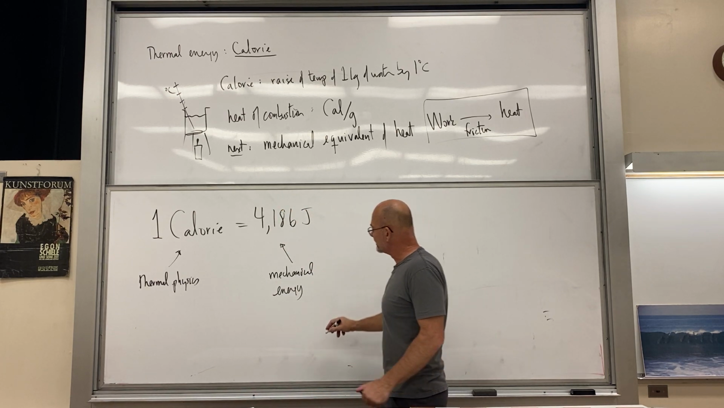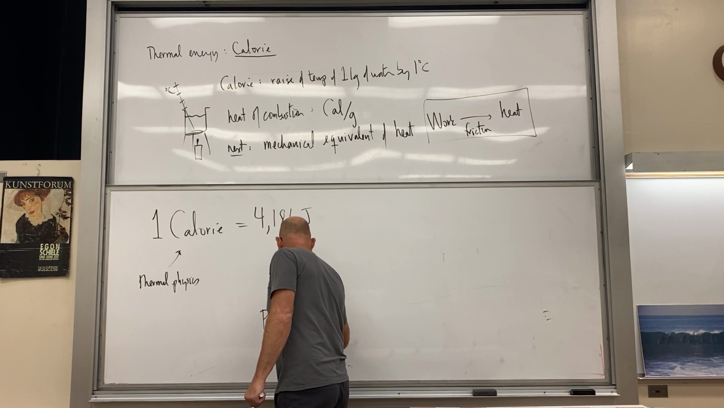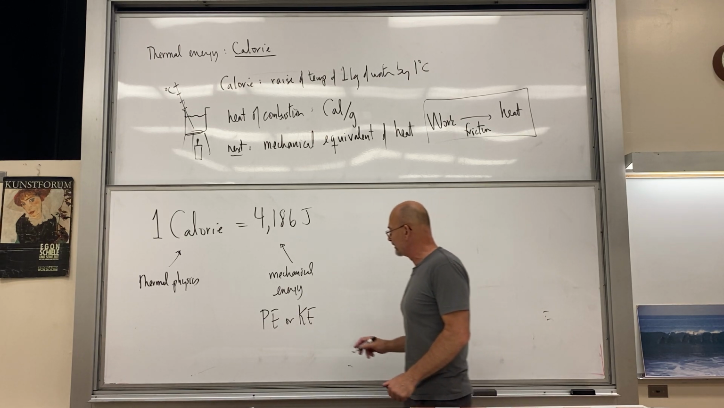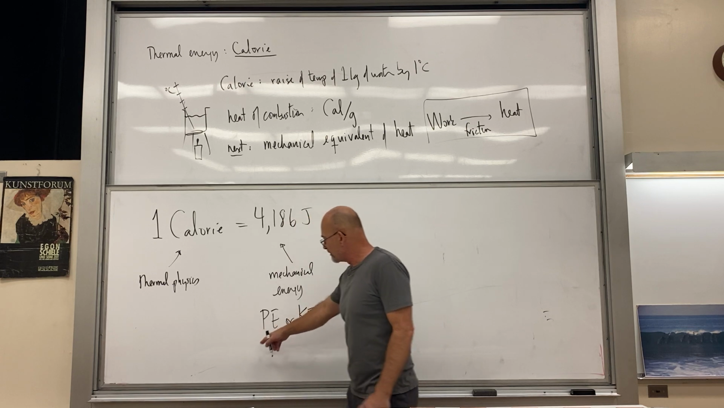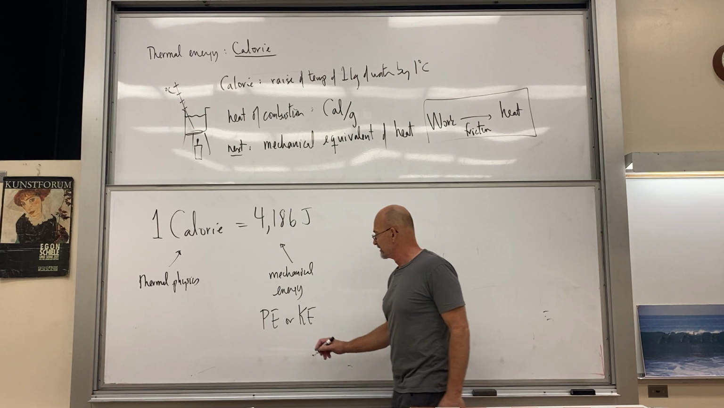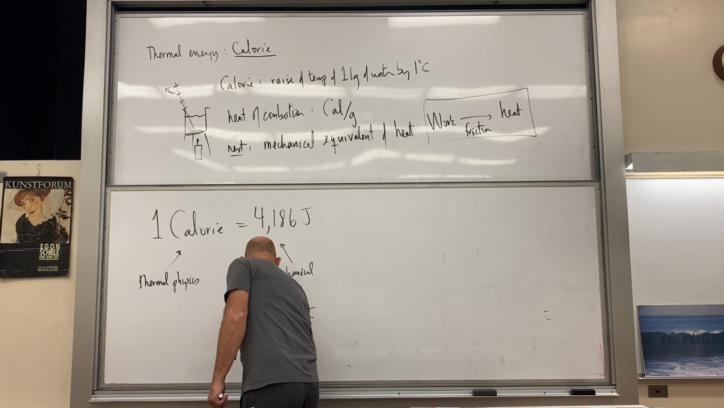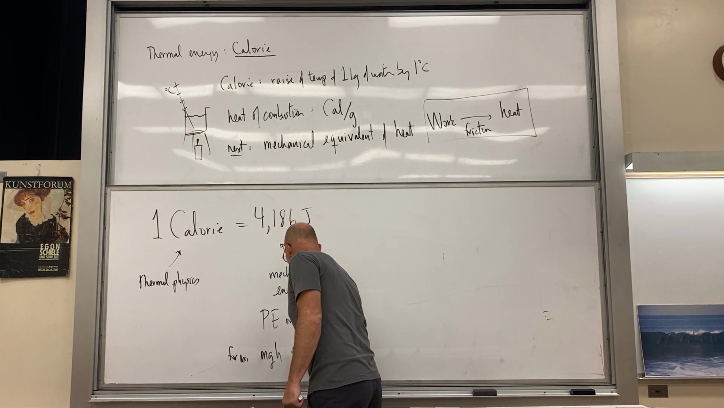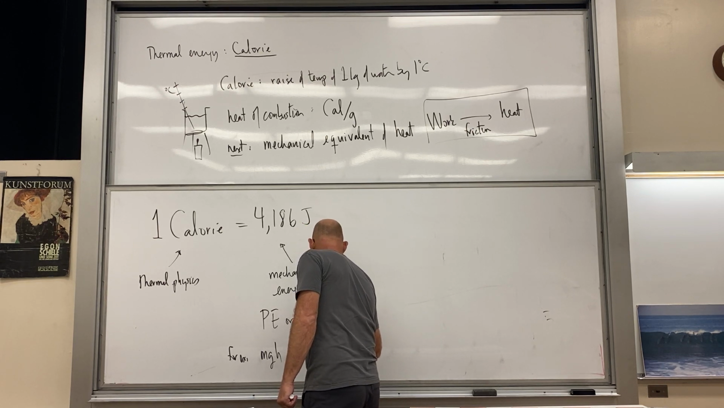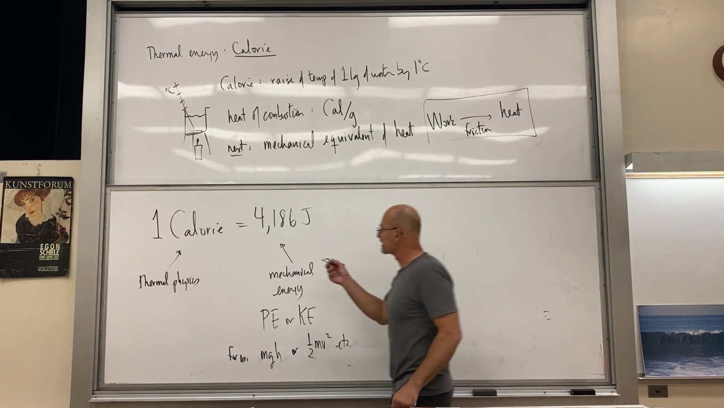And we know that mechanical energy is either potential energy or kinetic energy or both. That's what mechanical energy means. For example, in gravity, mgh, in kinetic energy, 1/2 mv squared. So for example, mgh or 1/2 mv squared, all right here, etc. Okay, so there's our mechanical equivalent of heat.